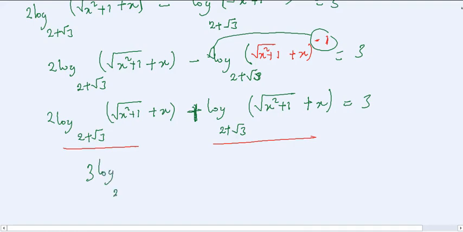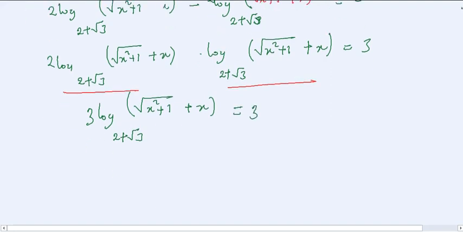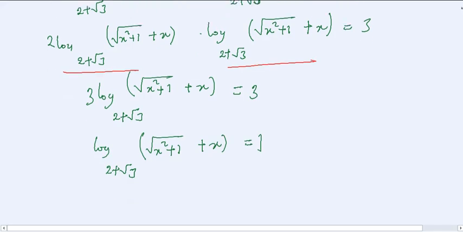3 log(2 plus root 3) plus square root of x squared plus 1 plus x, all this is equal to 3. Divide both sides by 3. When I divide both sides by 3, I have log(2 plus root 3) of square root of x squared plus 1 plus x is equal to 1. That is what I'm going to have.